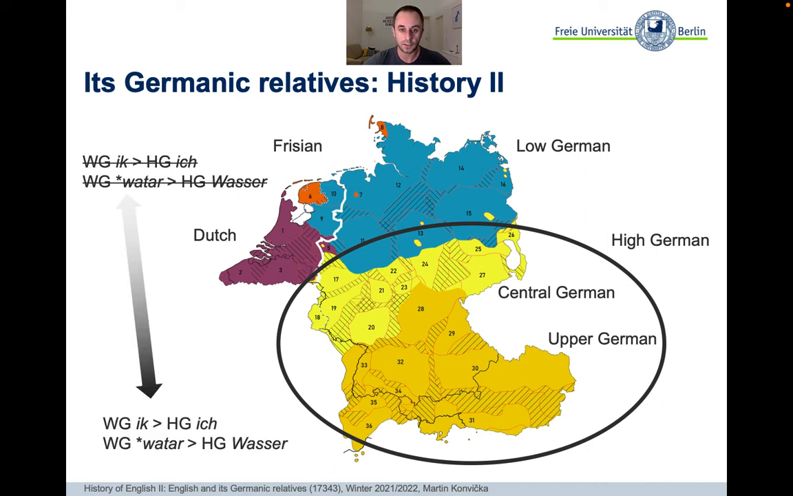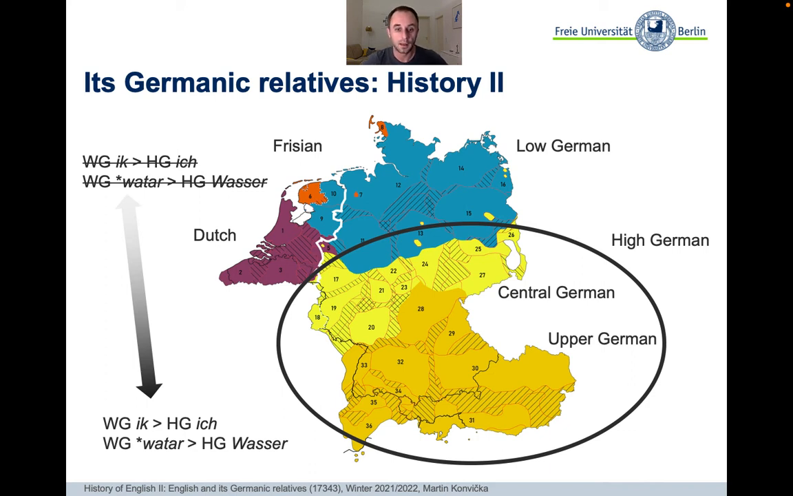And based on this shift, which in some areas happened and in other areas didn't, we can see this continuum starting with the Upper German varieties on one end, where all of these shifts took place, and on the other end of this continuum, we see languages such as Dutch, Frisian, Low German, English, which were not affected by this shift at all. This is also the case, for example, in the Upper German regions. Not all regions were affected equally.